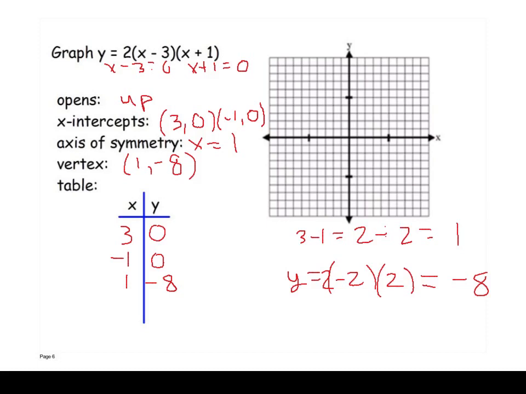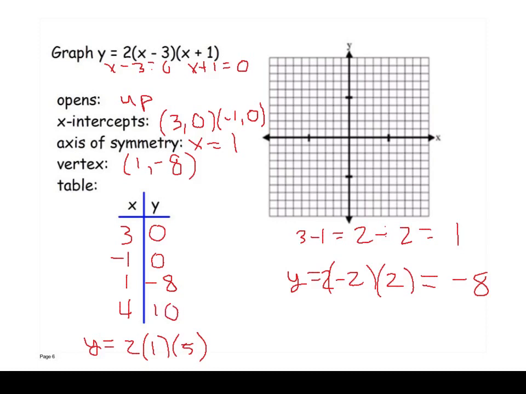Well, I want to pick one that's pretty close because I don't want to be multiplying large numbers. So I'm going to pick my x equal to 4. If I plug that 4 into my equation, I get y is equal to 2 times (4 minus 3 is 1) times (4 plus 1 is 5). And that gives me my y value, which is 10.